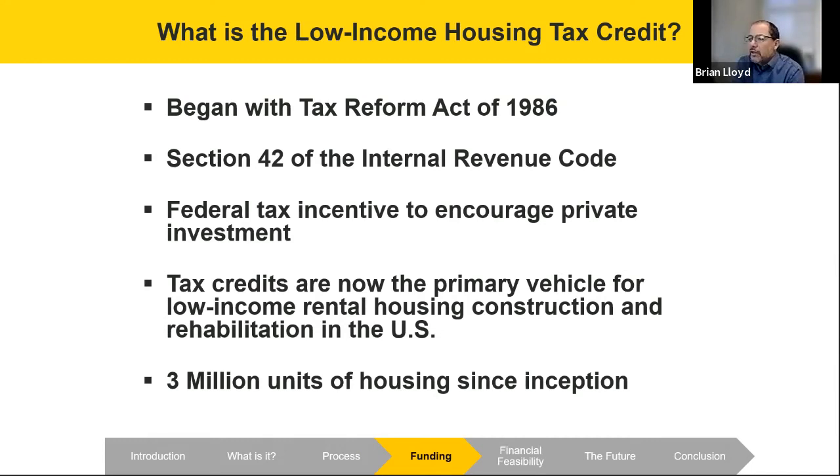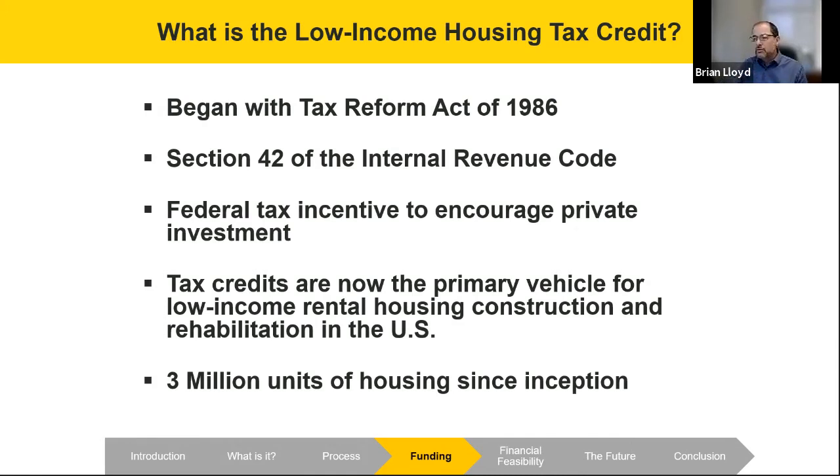It is a federal tax incentive, and it encourages private investment. The way it does that is the federal government provides a tax credit to private companies, mostly banks. And in exchange for that credit, the private investor provides capital directly to the affordable housing project. So it's sort of a triangle of beneficiaries where everybody's getting something from the other parts of the triangle.